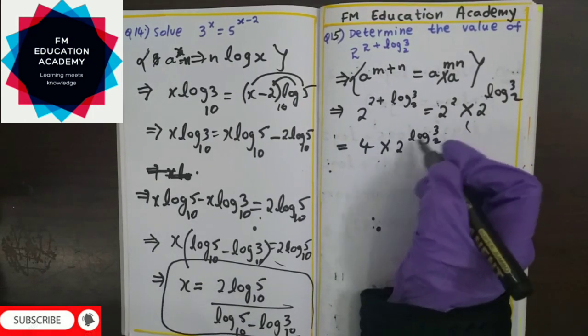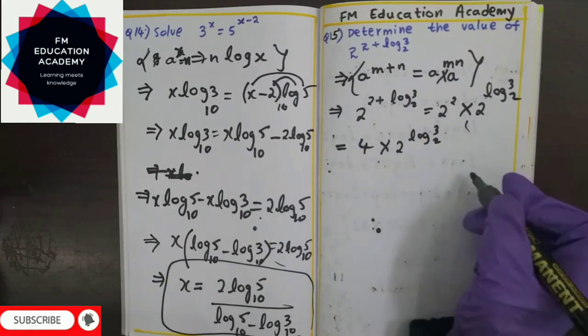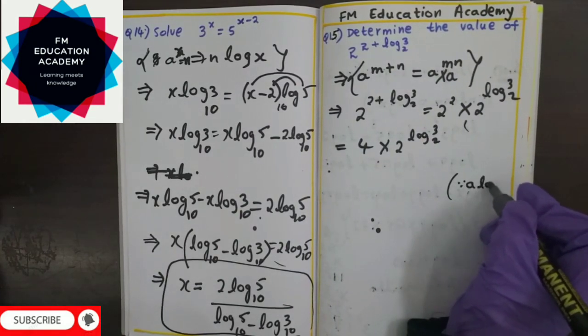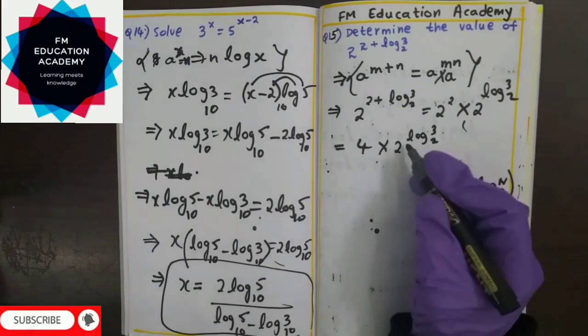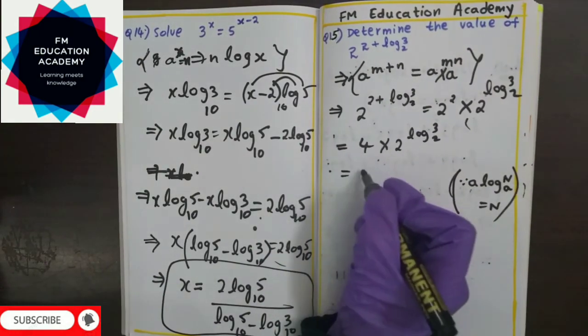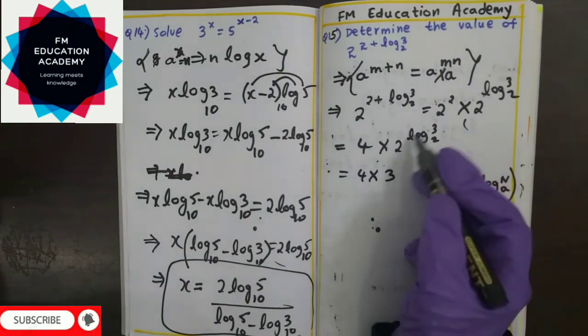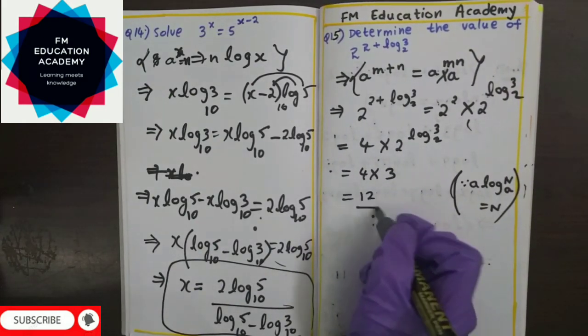it is of the formula which we discussed. It is in the form of a power log n to the base a. We know that a power log n to the base a is equal to n. So here, if you compare, n is 3. So 4 into 3, because a power log n to the base a is n, so n here is 3. So 4 into 3 is 12. So 12 is my answer.